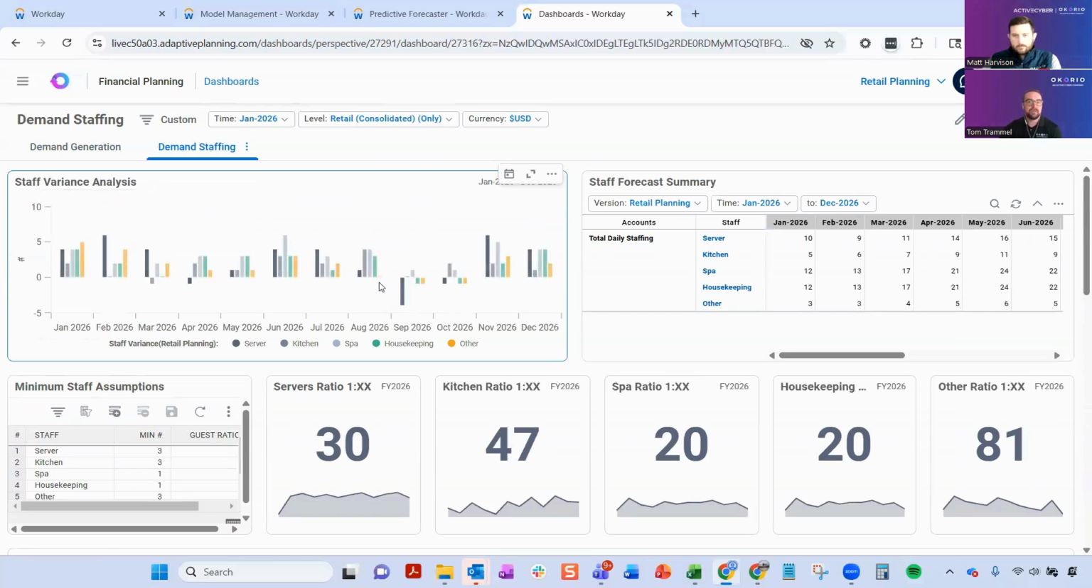And as we go throughout the year, we see that the kitchen staff drops, we have a little bit of a variance here, and so on. And so that was a really easy way to come up with a base driver for this type of analysis. We weren't having to dig into a lot of different complex formulas and logic.